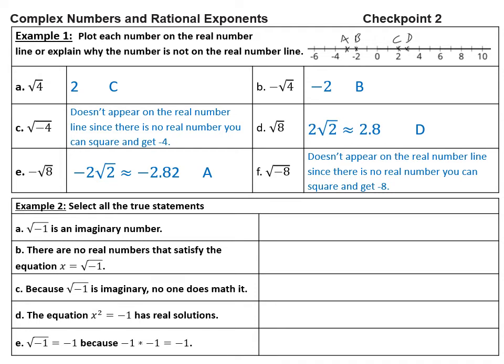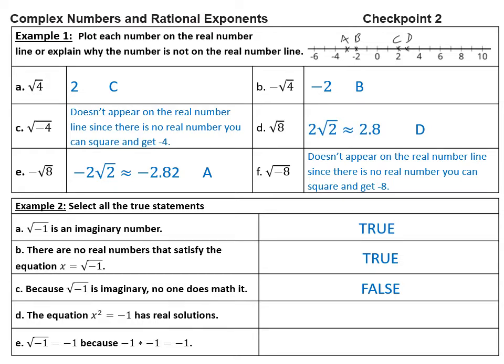Okay. Example 2, we've got some true-false statements. Square root of negative 1 is an imaginary number. True. That's by definition. There are no real numbers that satisfy the equation x equals square root of negative 1. That is also true. Because square root of negative 1 is imaginary, no one does math with it. That's false. What we do is we work with a symbol i to represent it.